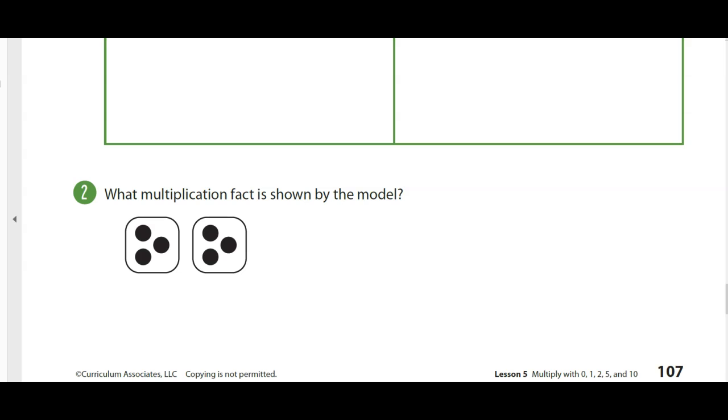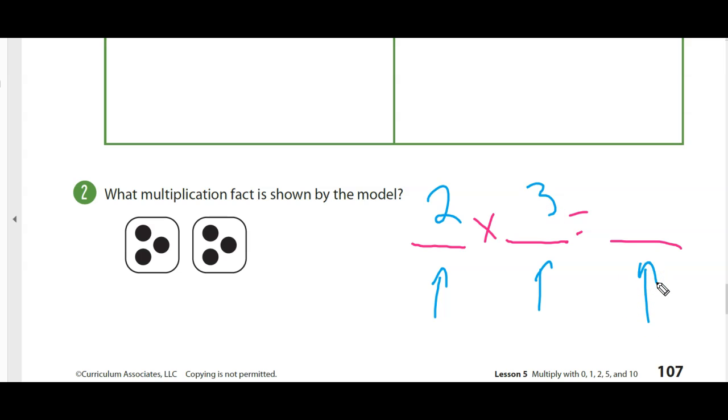It says write a multiplication fact. What multiplication fact is shown by the method? So give me a multiplication fact. Write it down. I'll give you about 30 seconds. So when it says a multiplication fact, that means it's a factor. The first factor times a factor equals a product. The first one tells me how many groups do I have. So how many groups do I have? 2 of them. The second factor tells me how many in each group. So how many in each group? 3. And then the product is the answer. So what's 2 times 3? 6. I have 6 dots.